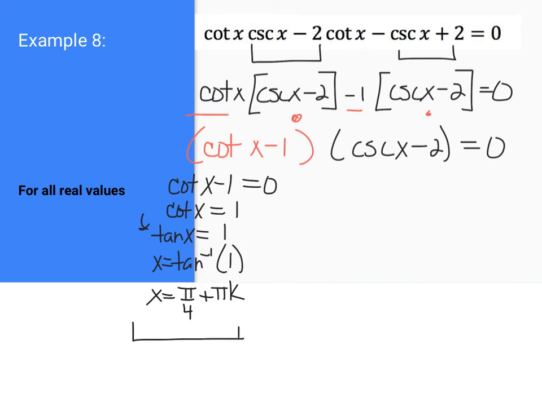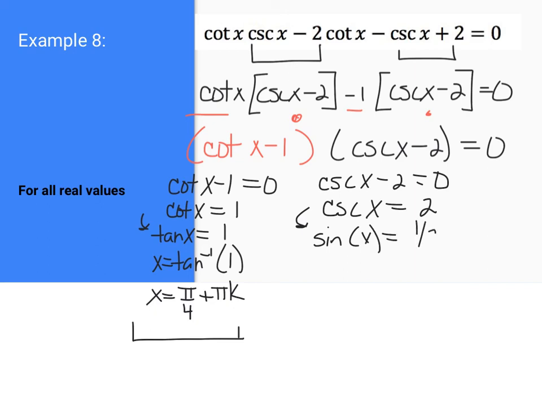For our second answer, again, we're going to have to do the same thing. We're going to start by setting the factor equal to 0. Move the 2 to the other side. Cosecant is not on our unit circle, so we're going to have to take its reciprocal. The reciprocal of cosecant is sine, and the reciprocal of 2 is 1/2. Now we're going to take the inverse of sine so that we can isolate our x.